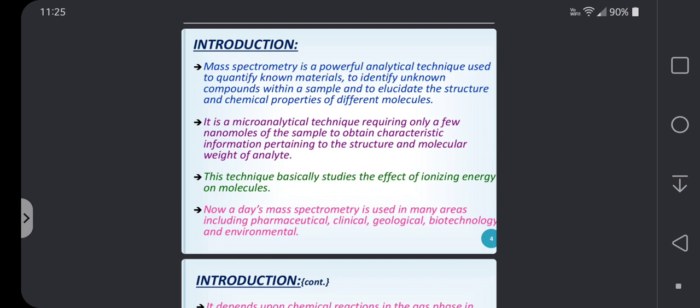Mass spectrometry is a powerful analytical technique used to quantify known materials, to identify unknown compounds within a sample, and to elucidate the structure and chemical properties of different molecules. It is a microanalytical technique requiring only a few nanomoles of the sample to obtain characteristic information pertaining to the structure and the molecular weight of the analyte. This technique basically studies the effect of ionization energy on molecules.